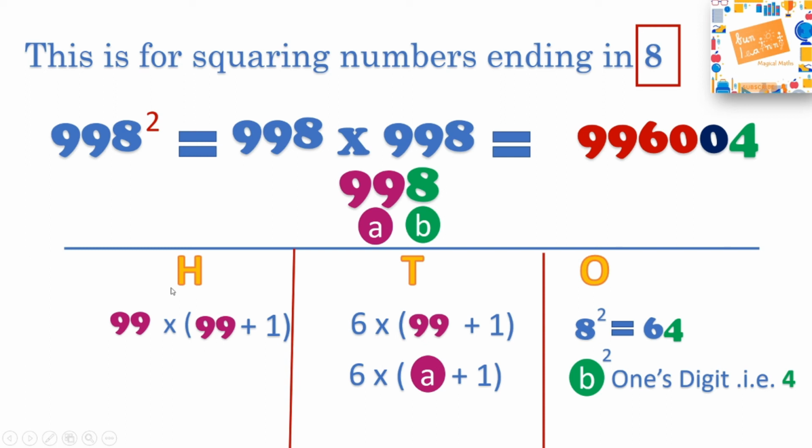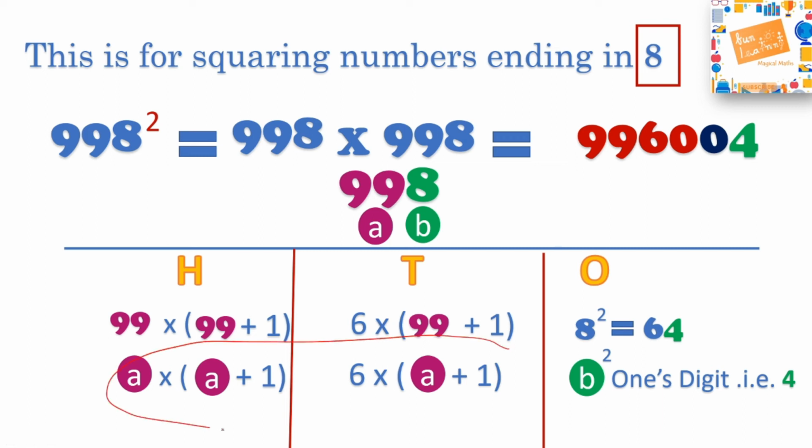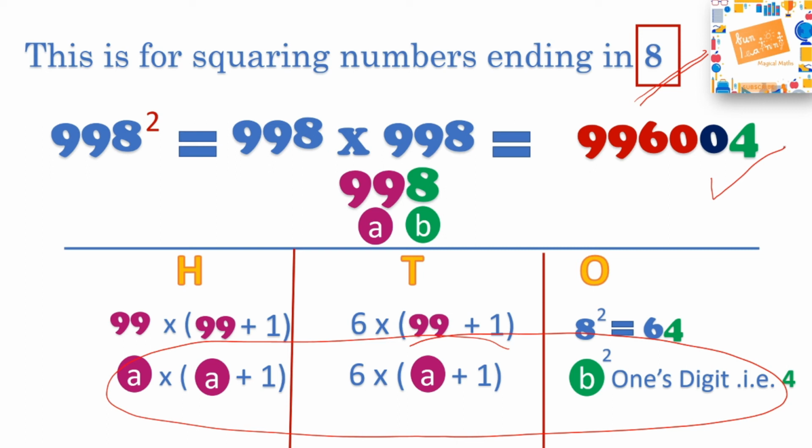The hundreds place computation is the number in tens place multiplied by 1 more than the number in tens place. So that is A times A plus 1. So this is our final computation formula, which will give us the squares for numbers ending in 8 correctly. Try this with other numbers, again check it with calculator, and you'll be amazed to see how quickly you can calculate complex number squares.